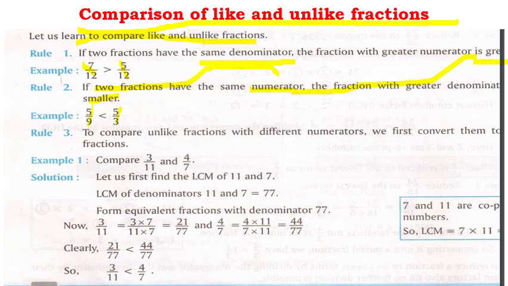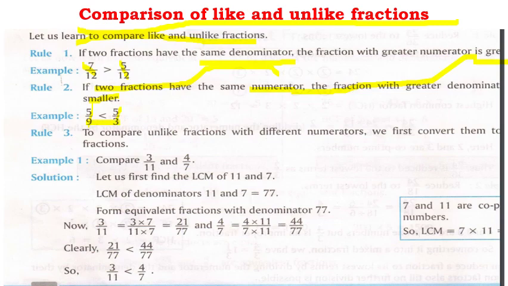Clear? Don't get confused. Don't think that 9 is greater, so 9 will be a bigger fraction. No, here the rule is opposite. When the numerators are same, the denominator which is smaller is the greater fraction.